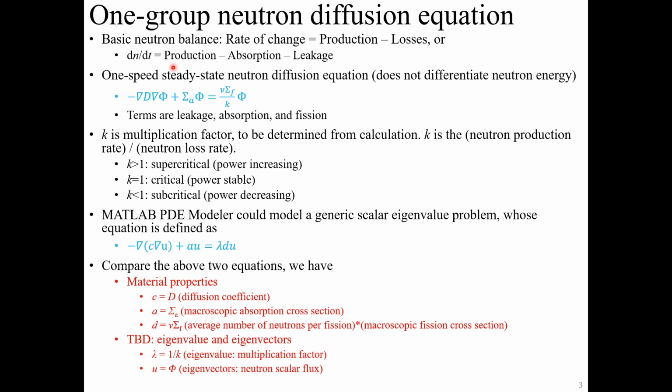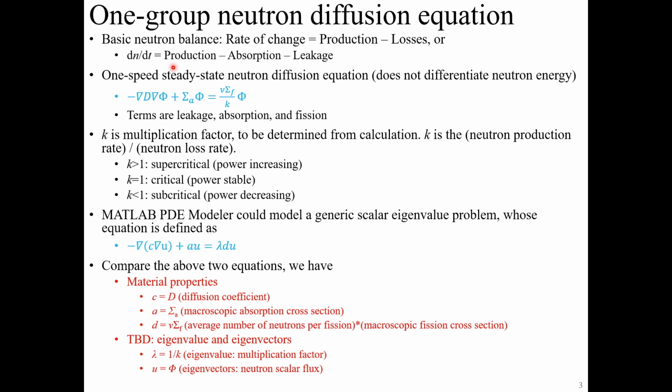The neutron loss includes two parts. One is neutron absorption by the reactor material. Another one is neutron leakage. So if the neutrons travel out of the reactor, then those neutrons will be deleted from the system.